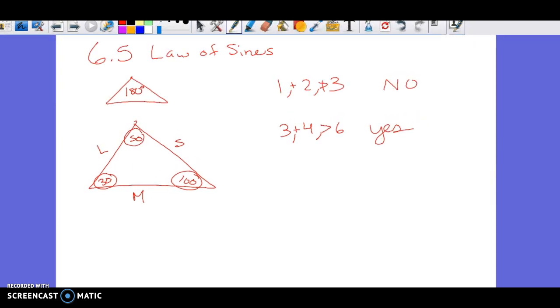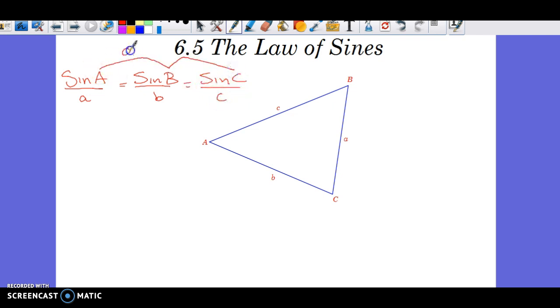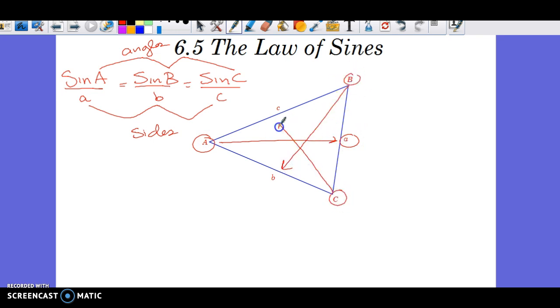The actual law of sines is this formula. Sine of A over A equals sine of B over B equals sine of C over C. The A, B, and C that you see up here are all angles, and the A, B, and C that you see down here are all sides. The most important thing is that the angle A and side A must be across from each other. Same for all the other letters. So a lot of these I won't give you pictures, you'll have to draw the picture. Make sure that angle A and side A are across from each other.